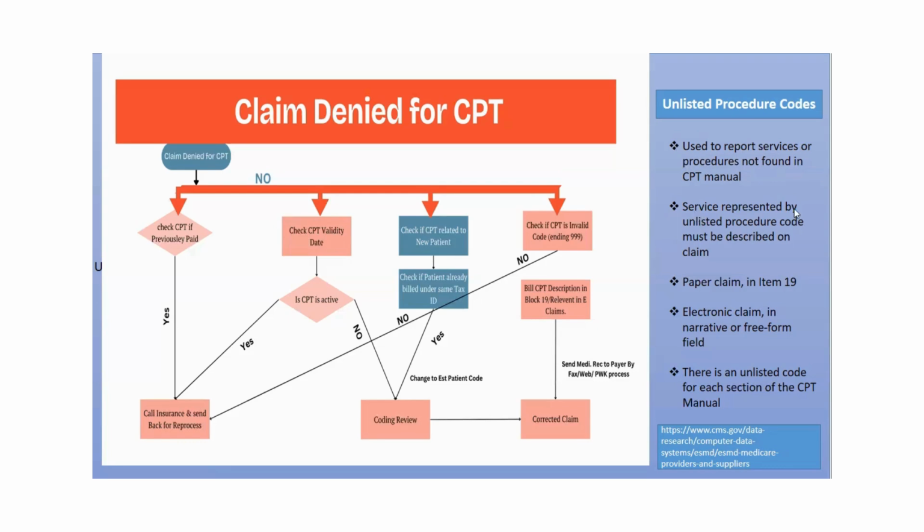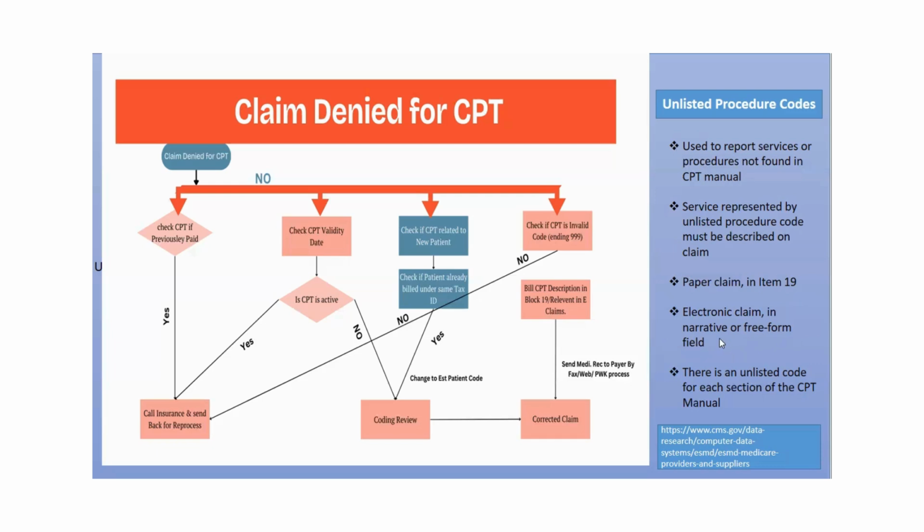And the second one, a service represented by an unlisted procedure code must be described on the claim. Whenever you are using a 999 code, what do you need to do? In block number 19, you have to mention the description of the code. And if it is an electronic claim, each and every PMS will have a free form field.